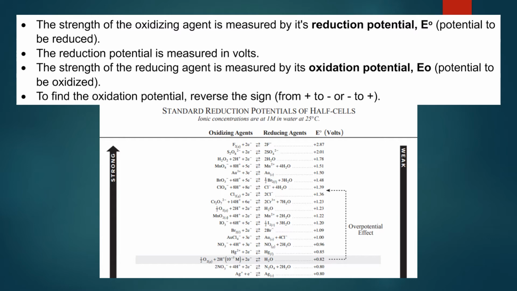Now, the nice part about this is finding the oxidation potential. If we're trying to look at the reaction going backwards, all we have to do with that E naught value is reverse the sign, so take it from a negative to a positive, or from a positive to a negative. It's like when we were calculating Kb using the Ka table, but this time there's no tricky math going on. All you have to do is flip the sign of that E naught.